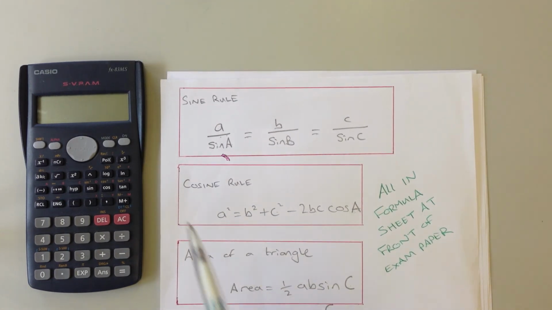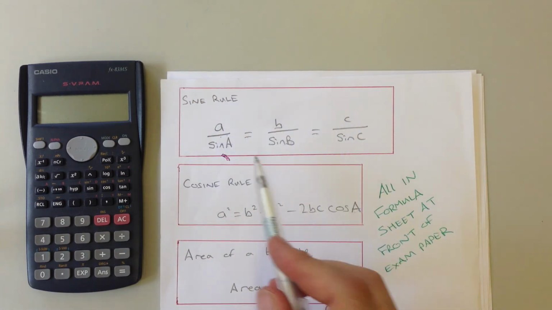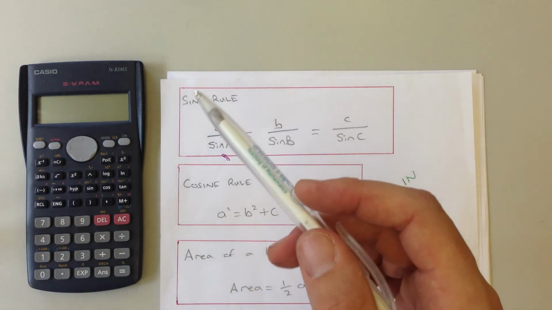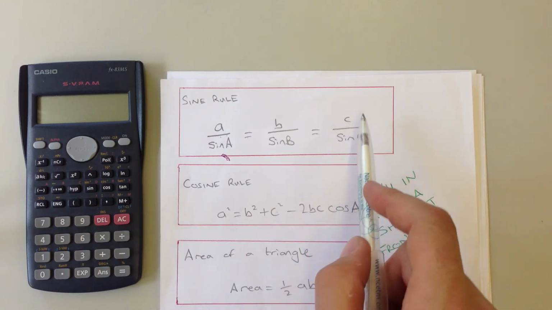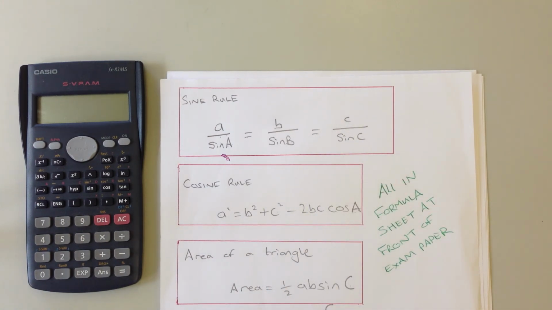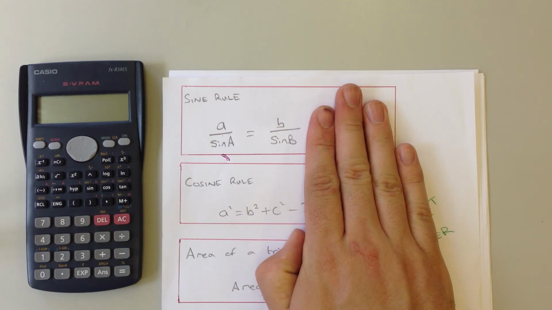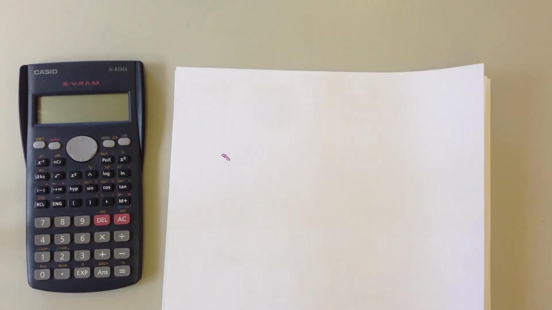In the sine rule, you've got side a, side b, and side c all on the top, over sine A, sine B, sine C. So a over sine A should be the same as b over sine B, which should be the same as c over sine C. Now mostly when you use the sine rule, you only use two of these things. You won't actually need to compare all three. So let's look in a bit more detail at the area of a triangle.